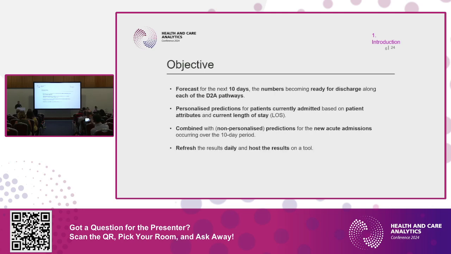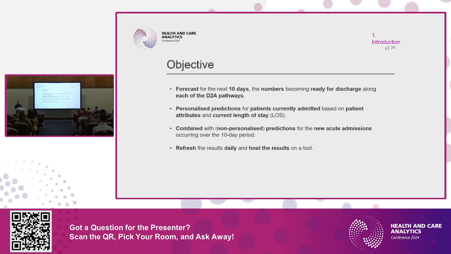So with that, the objectives for my model are to forecast for the next 10 days the numbers becoming ready for discharge along each of those D2A pathways. Specifically, I want to be able to personalize those predictions for the patients that I know about. Those are the patients that are in there on forecast day 0, the patients that are currently in the beds. I know lots of things about those patients. I know what specialty they're admitted to. I know their age. I know things about their comorbidities. So I want to make the best use of that data to make the most accurate predictions.